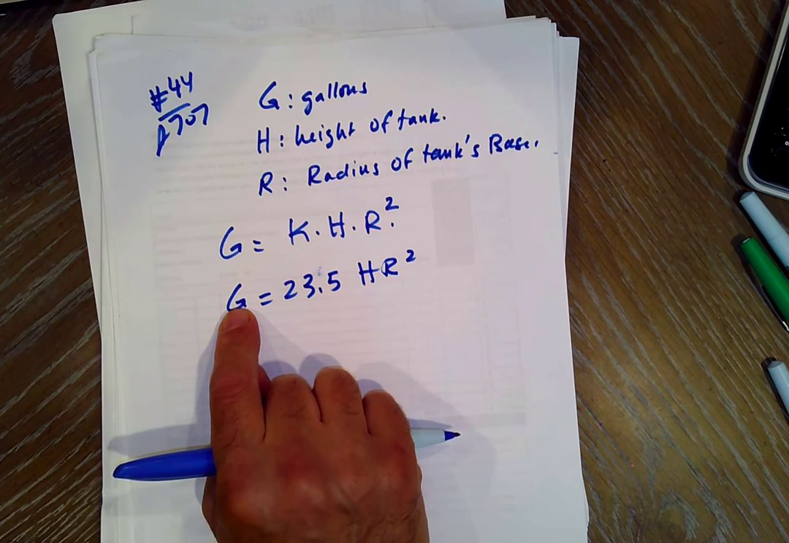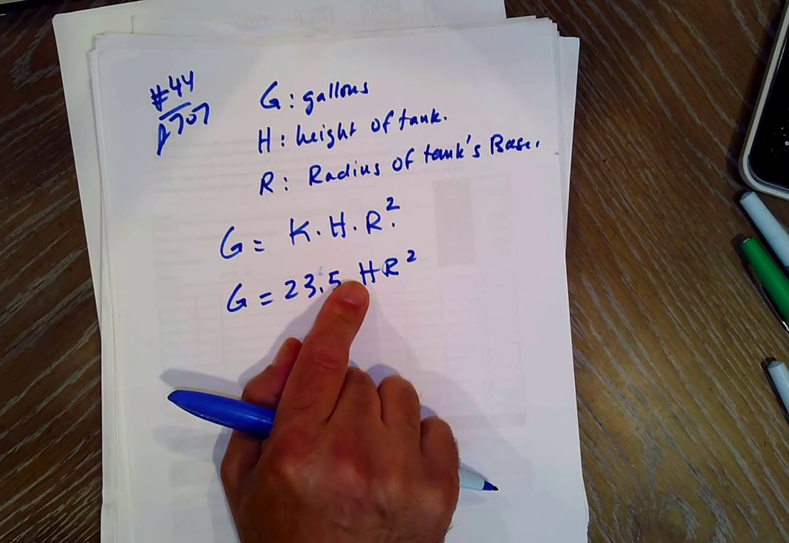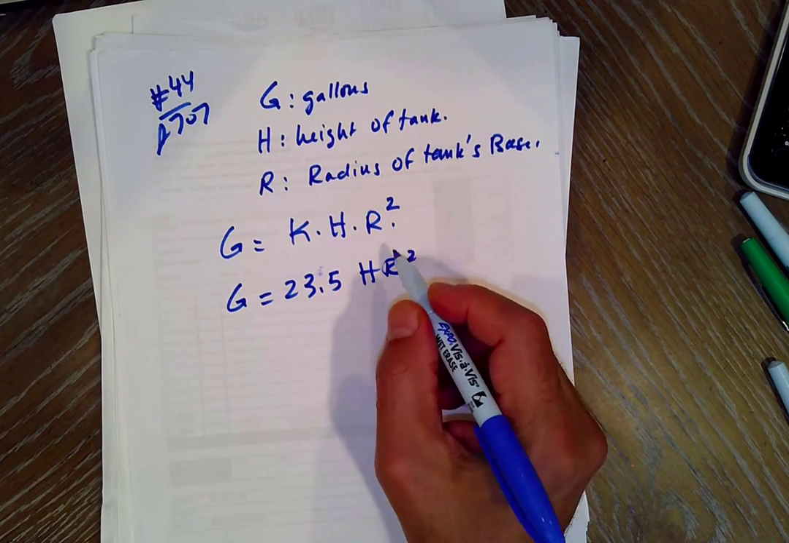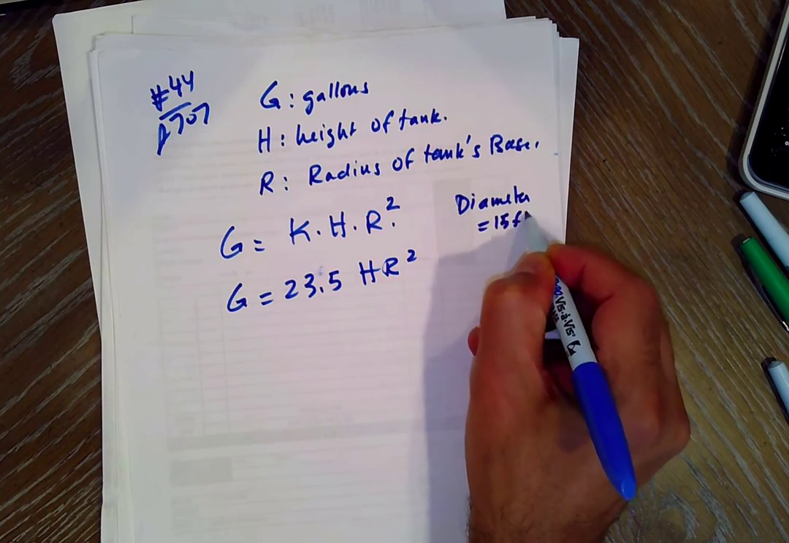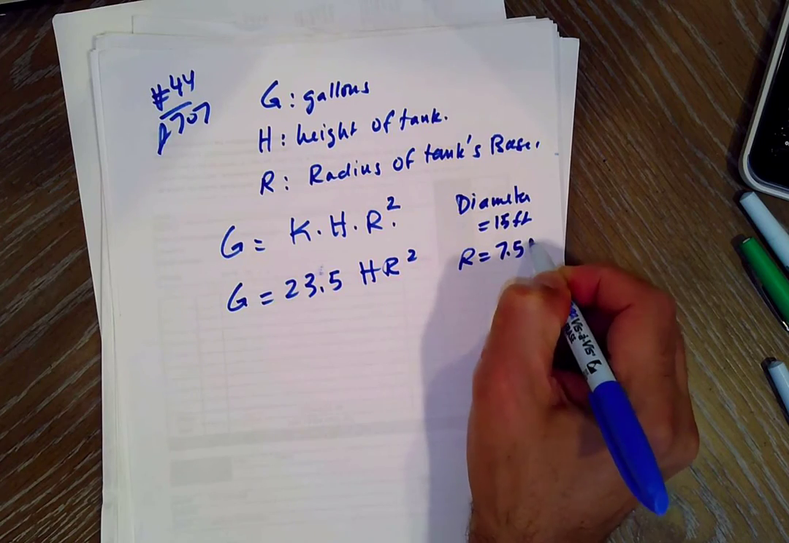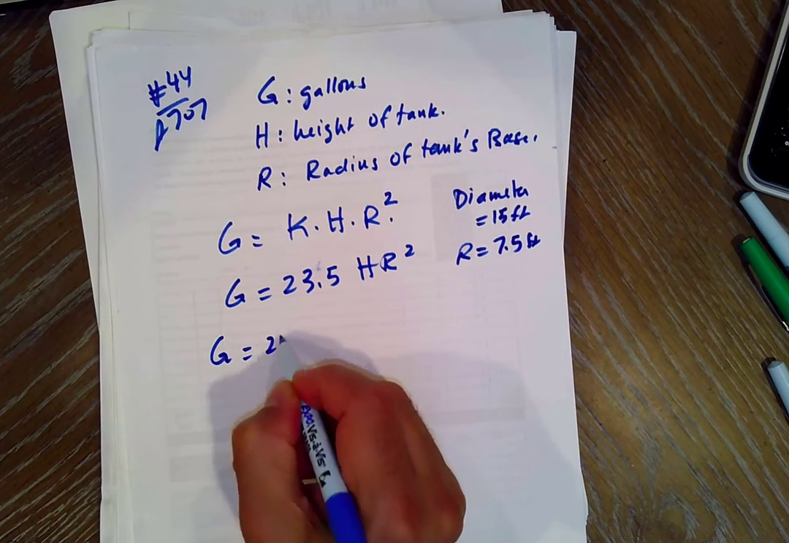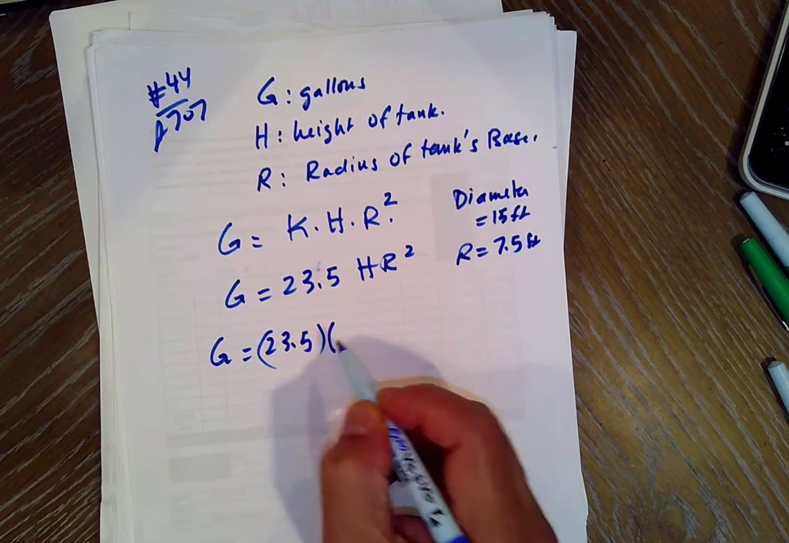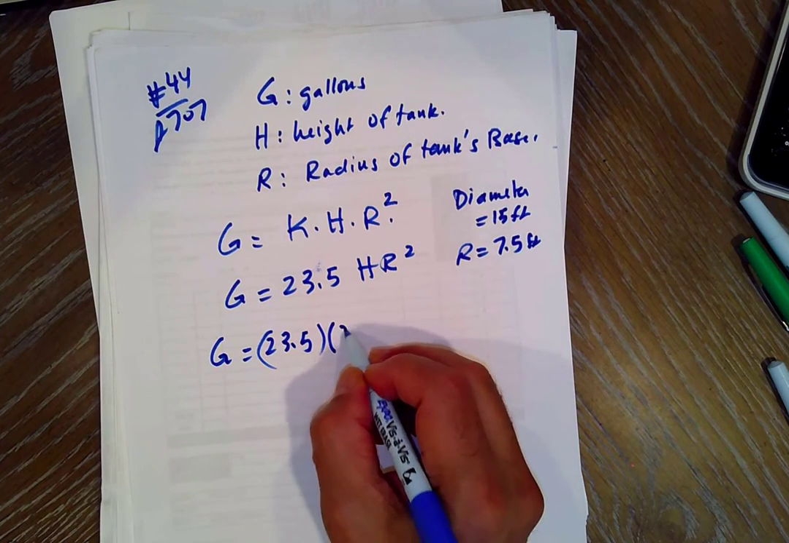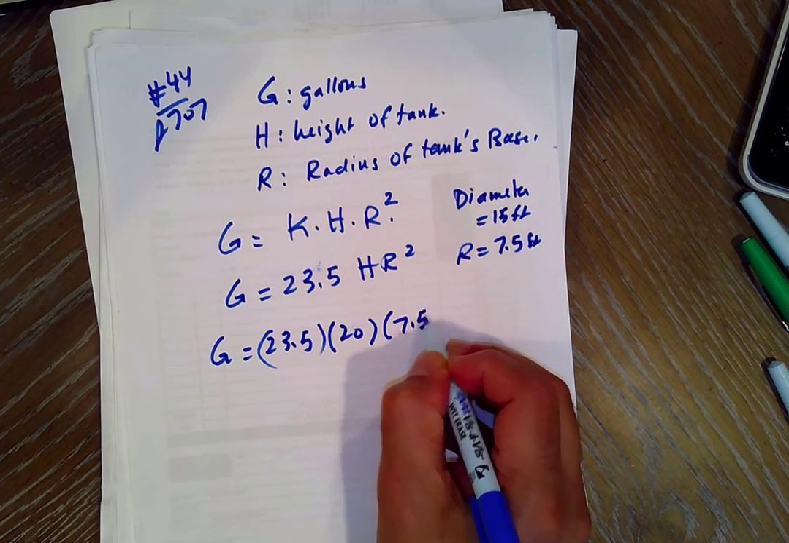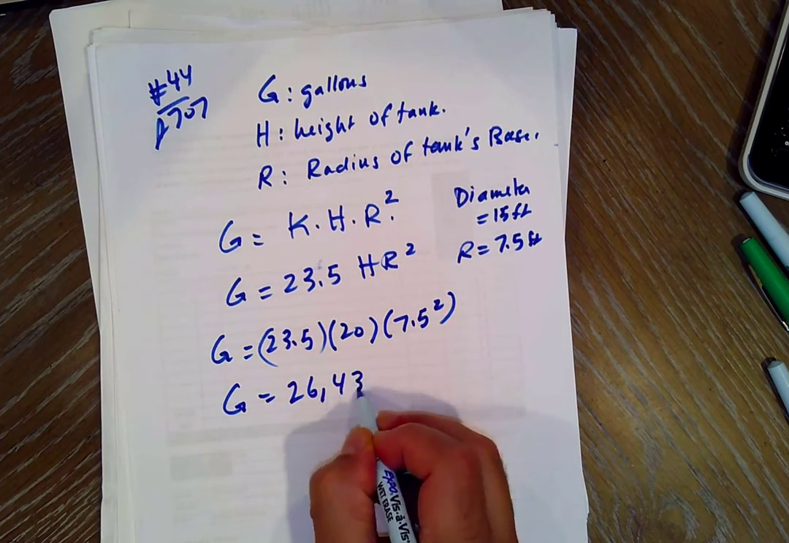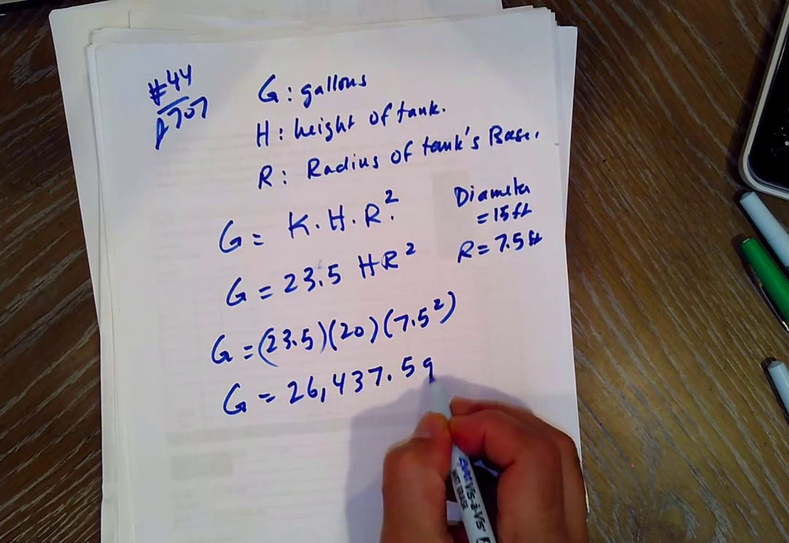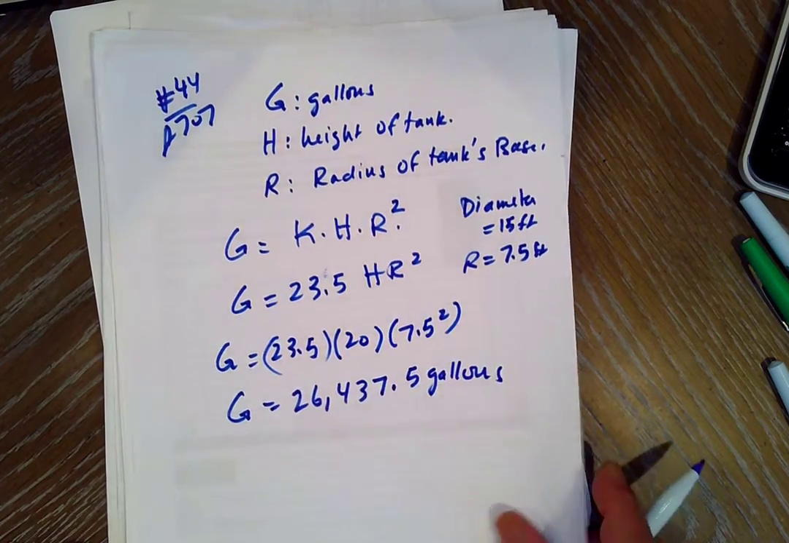If you look at the cylindrical tank, the height is 20 and they give us the diameter. Diameter is 15, but we know the radius is half of that. So radius is 7.5 feet. Be careful, okay? So G is 23.5, height from the picture is 20 and radius is 7.5. We gotta square that. And how many gallons? 26,437.5 gallons. Well, we didn't have to find K, we were given K. Here's one that we have to find K.